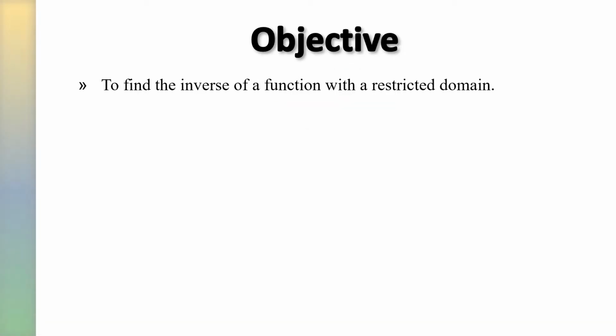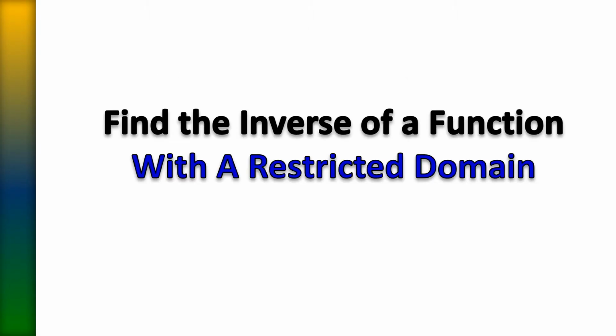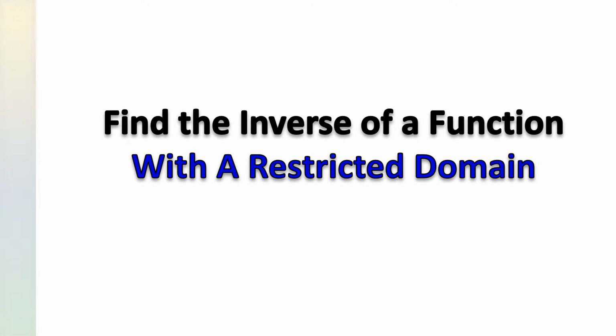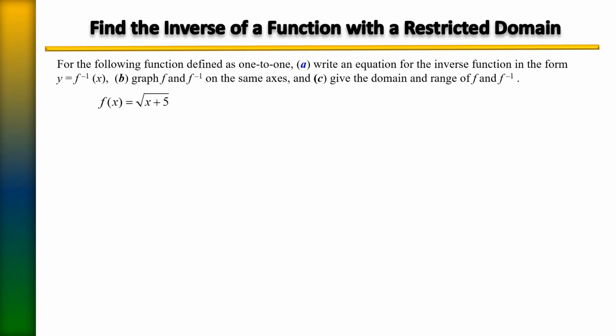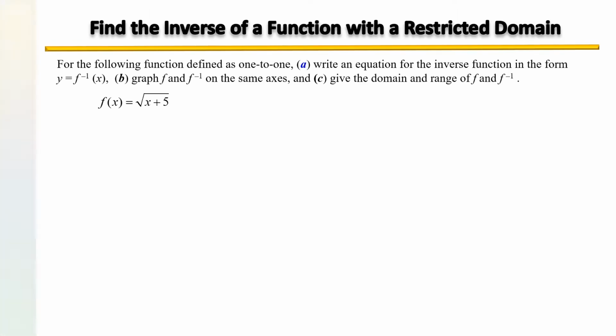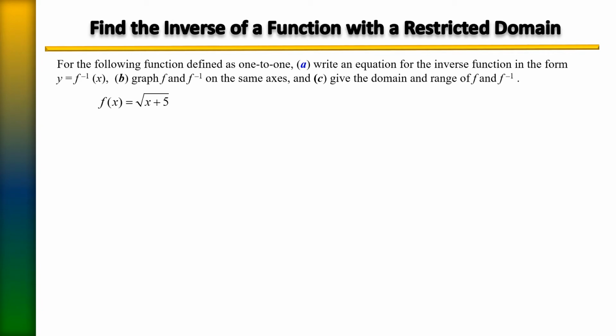In this lesson, we're going to find the inverse of a function with a restricted domain. For the following function defined as 1-to-1, we're going to write an equation for the inverse in the form of y equals f inverse of x, and then we're going to graph both the function and its inverse, and then lastly give the domain and range of both the function and its inverse.